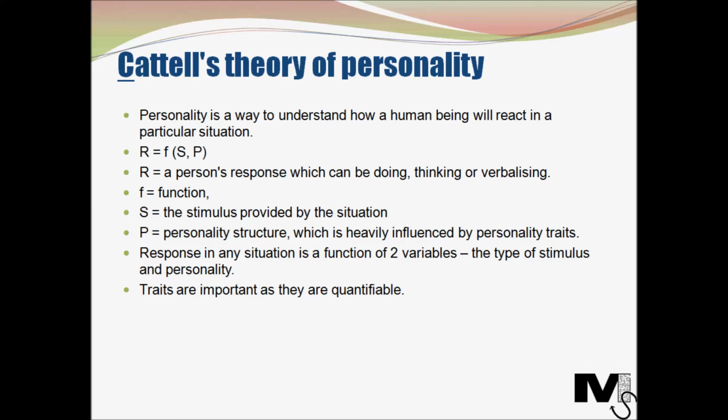We can say that a person's response in any situation is a function of, or is basically dependent on, two variables: the type of stimulus and the person's personality. Now, Cattell proposed that P consists not only of traits, but also non-trait variables like moods, situations, and social variables. But the study of traits is essential as it is a quantifiable factor when it comes to human personality.